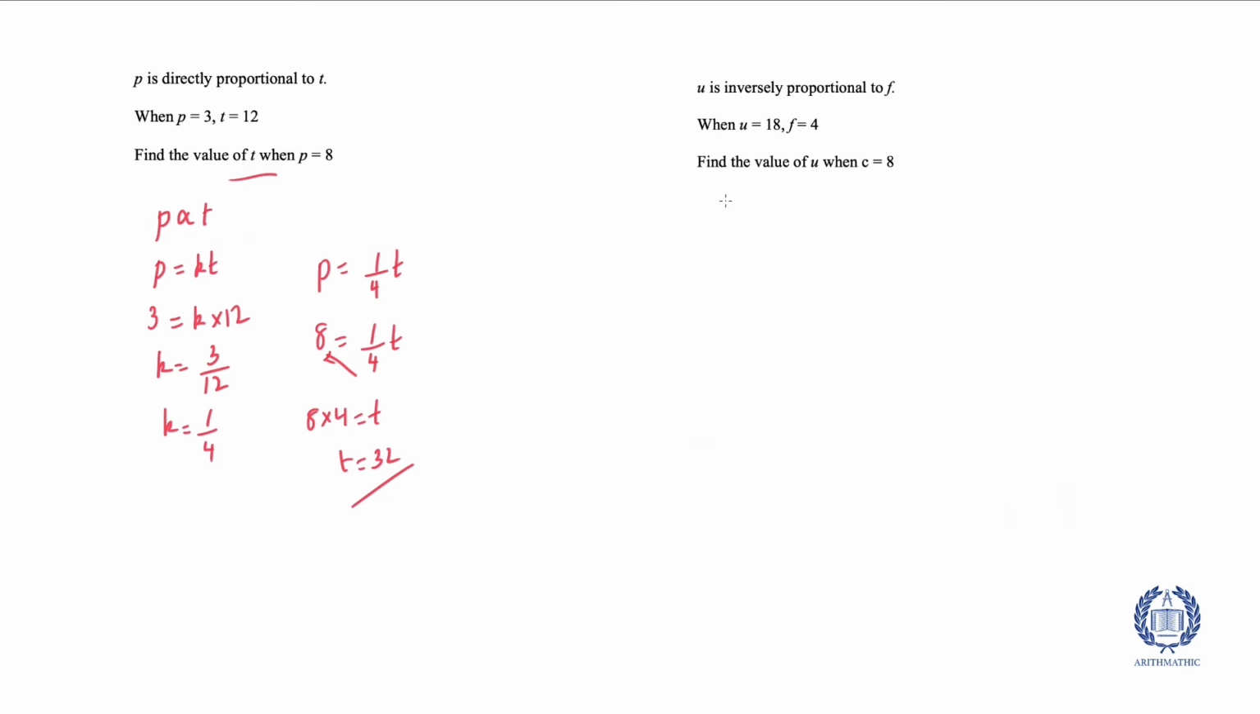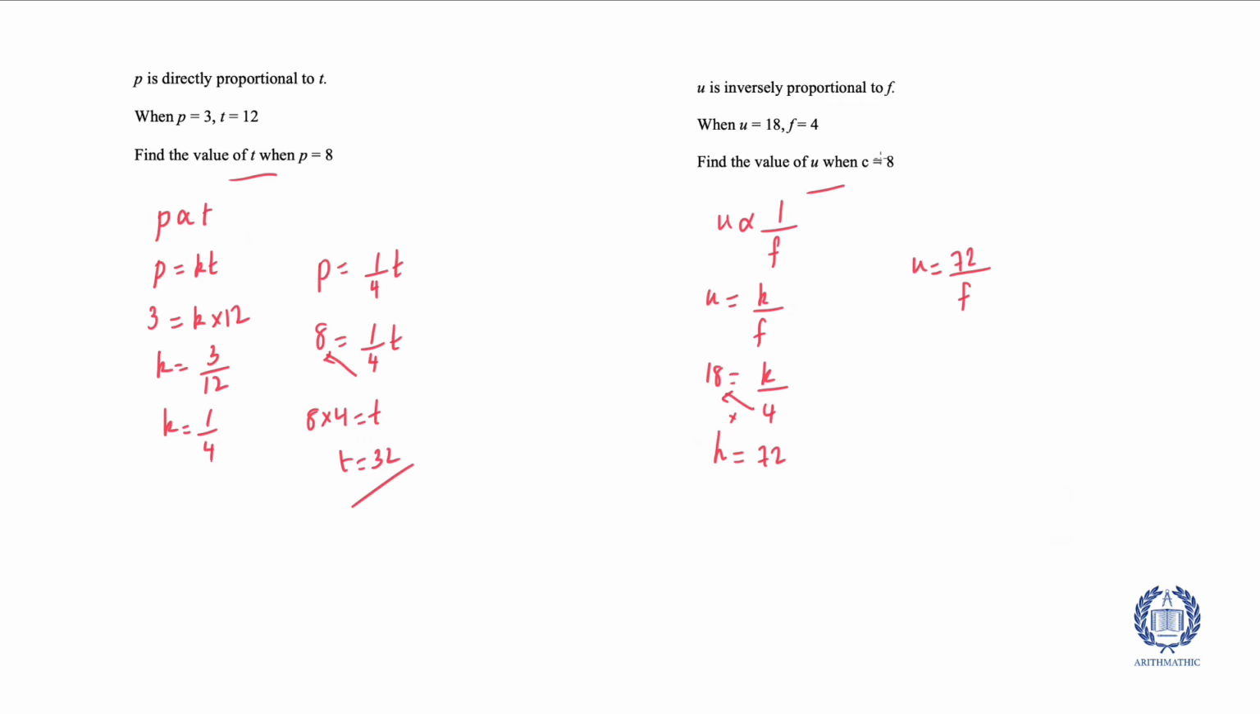Now, if we look at the second one, U is inversely proportional. So I can say U is inversely proportional to 1 over F. That means U equals K over F. You know your U value, which is 18. K is what we're trying to find out, and F is 4, right? So if we find K, that's basically 18 times 4, which is 72. So your K value should have been 72. Once you've got that, put it back into the equation. U is equal to 72 over F.